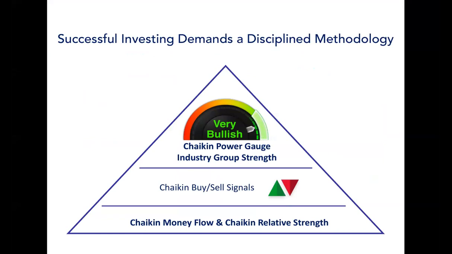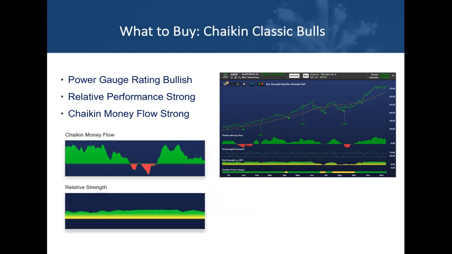At the bottom, just 2 technical indicators, Chaikin money flow and Chaikin relative strength. We have a unique way of looking at relative strength that we're going to show you in just a minute. And then Chaikin buy and sell signals, because obviously if you're an options trader, timely entries are quite important because of time decay. So we have 2 patterns I'd like to share with you as a sort of teaser before we explain what's in the power gauge rating and why it works.